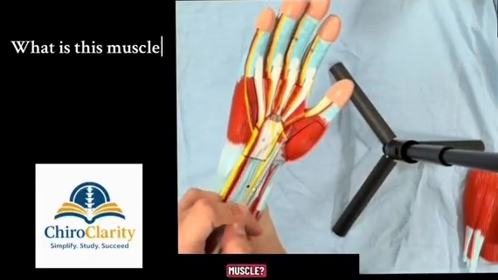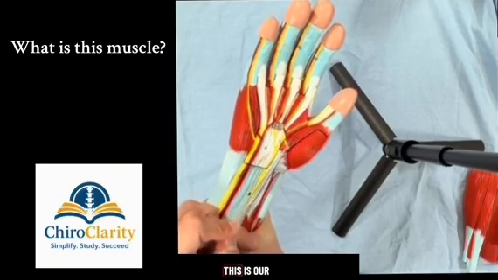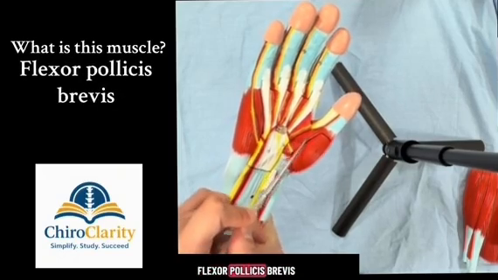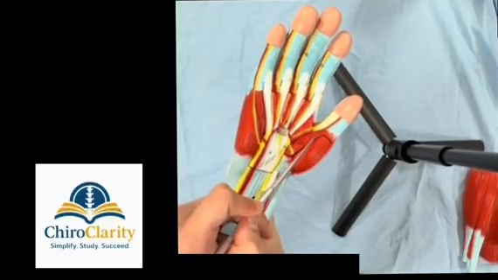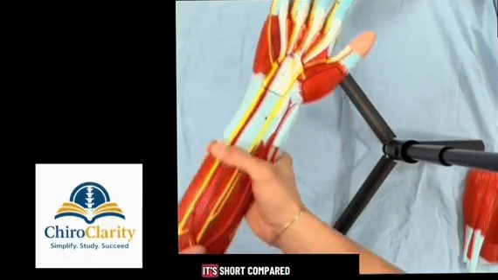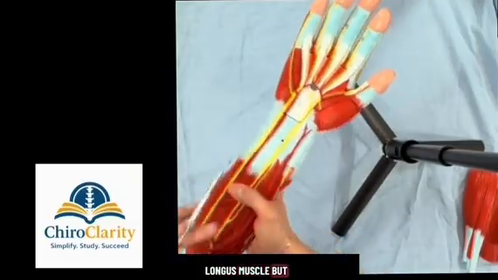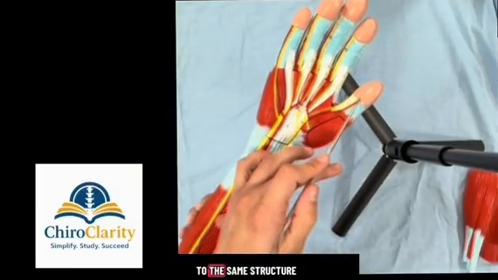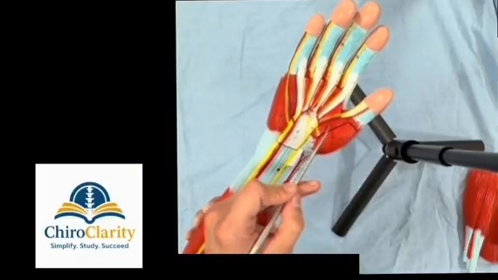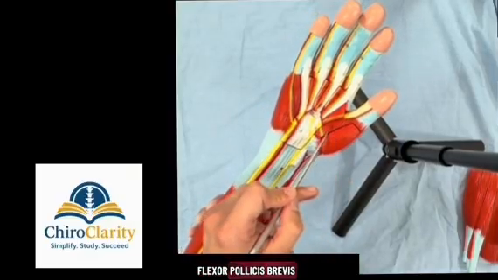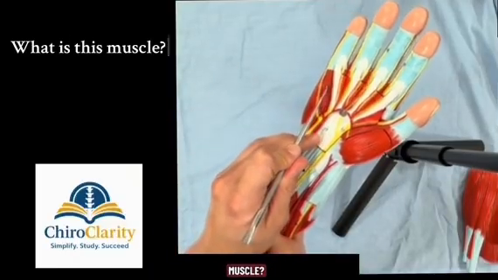What is this muscle? This is our flexor pollicis brevis. Brevis because it's short. And what is it short compared to? It's short compared to our flexor pollicis longus muscle. But it still does the same thing to the same structure. It still flexes the thumb or the pollex. Flexor pollicis brevis.